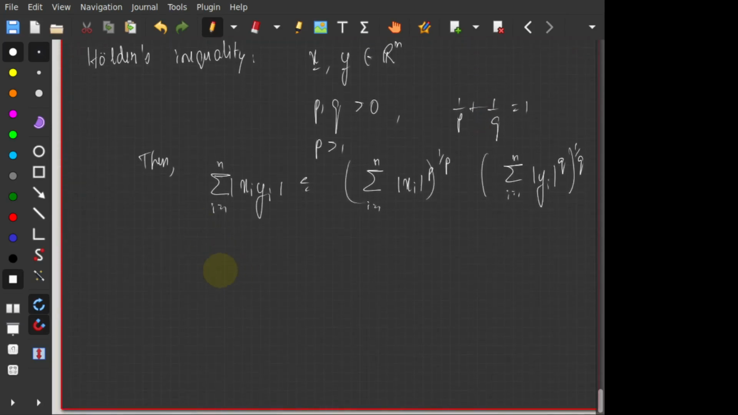Or in other words, A power 1 by P times B power 1 by Q is less than or equal to 1 by P times A plus 1 by Q times B, because 1 by P plus 1 by Q is equal to 1, and 1 by P and 1 by Q are also between 0 and 1. Okay, can I use that to prove this?